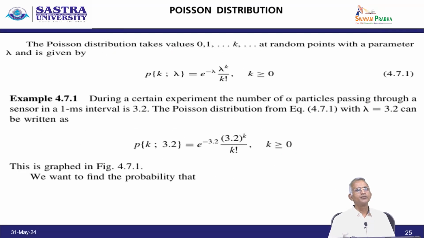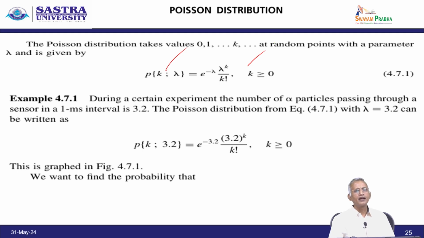Next, Poisson distribution. The Poisson distribution is a limiting case of the binomial, and it takes values from 0 to k. Here, the mean and variance are equal, and for random points with parameter lambda, it is given by probability of k colon lambda equal to e power minus lambda into lambda power k by k factorial, where k is positive.